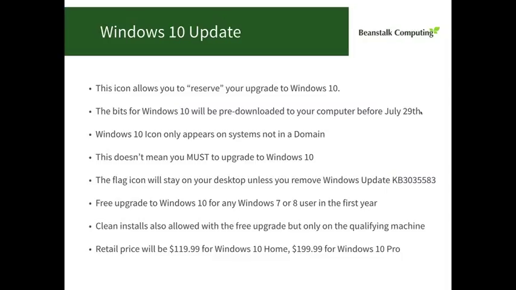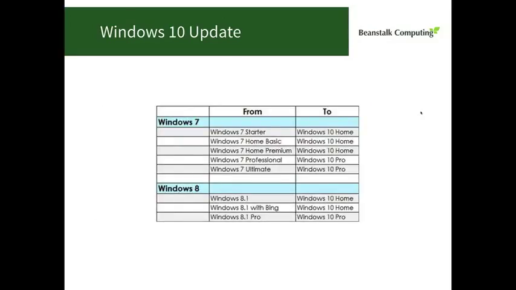If you look in your taskbar, you'll notice on the top left picture here, the very left icon is what looks like a Windows flag with four pieces in it. That is the icon you can click on right now that will allow you to reserve that upgrade to Windows 10. Sometime after July 29th, that upgrade will indicate that it's ready to be installed.